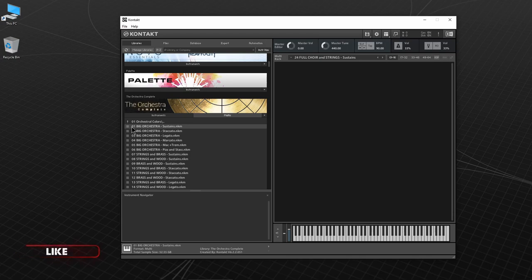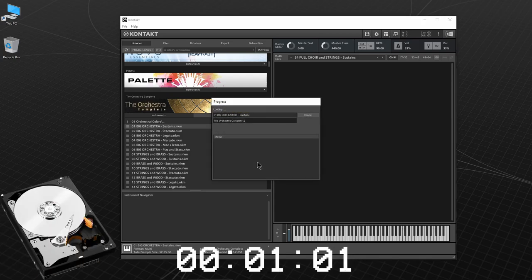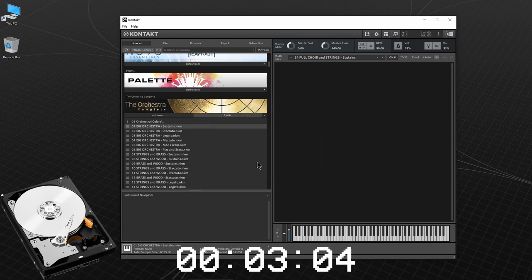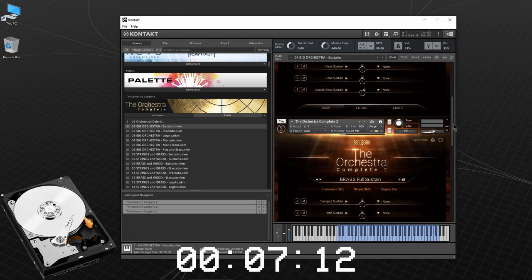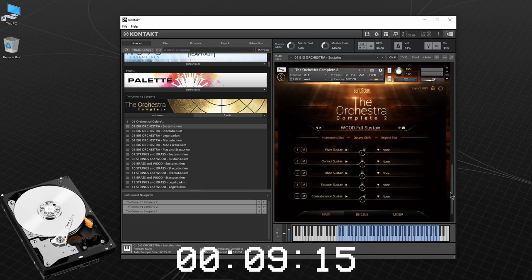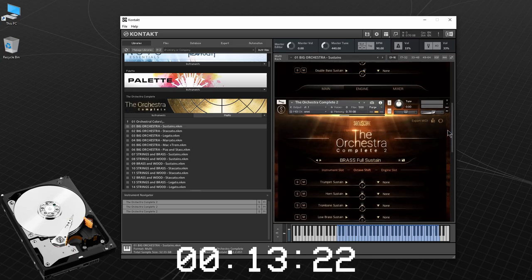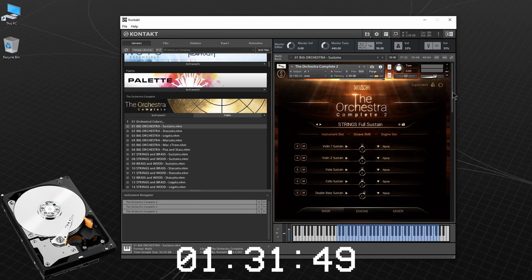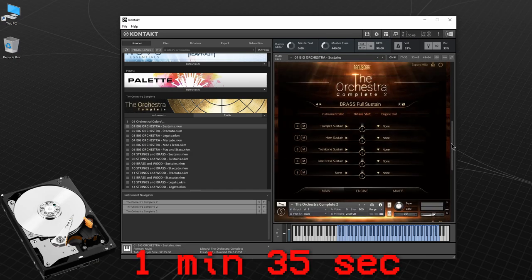And finally, the Orchestra Complete 2 and the hard drive. We'll load a big multi. The timer doesn't start until I hit yes. There's 3 instruments and over 2 gigs to load, so we'll go ahead and speed this up. And it's done. That was about 1 minute and 35 seconds.